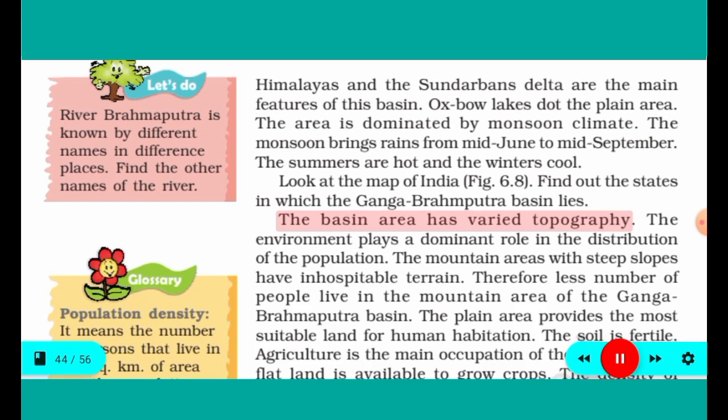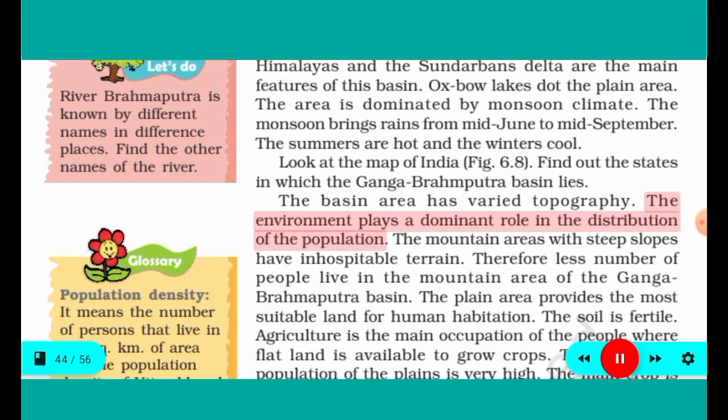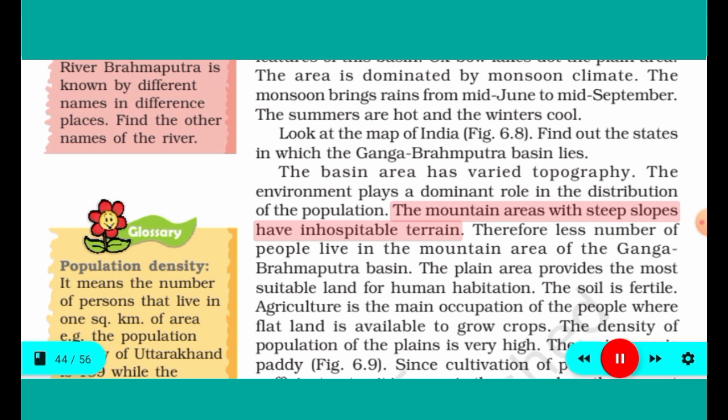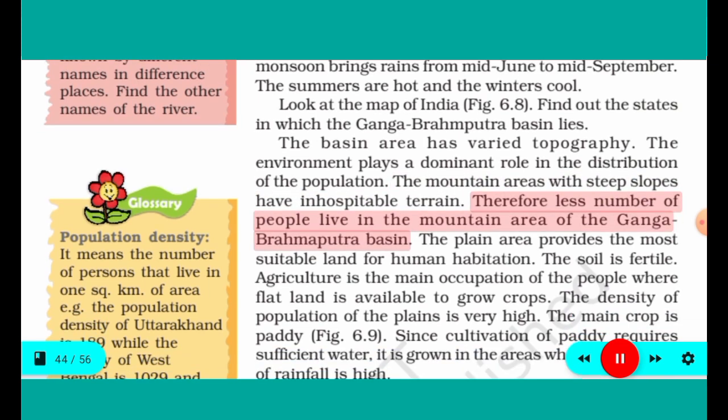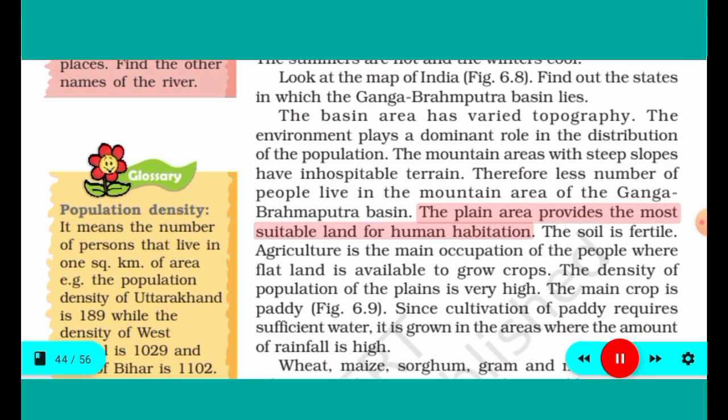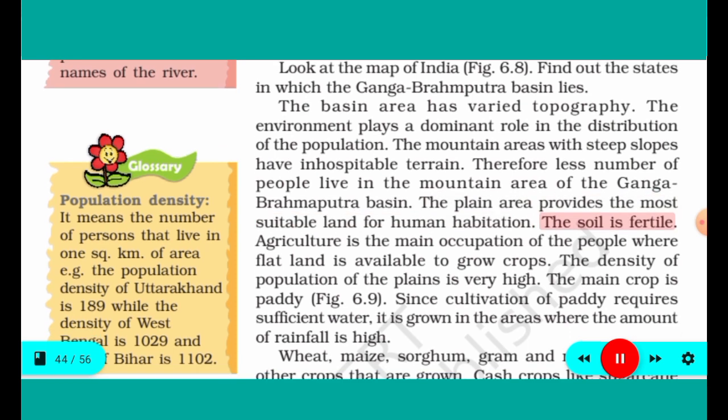The basin area has varied topography. The environment plays a dominant role in the distribution of the population. The mountain areas with steep slopes have inhospitable terrain. Therefore, less number of people live in the mountain area of the Ganga-Brahmaputra basin. The plain area provides the most suitable land for human habitation. The soil is fertile.